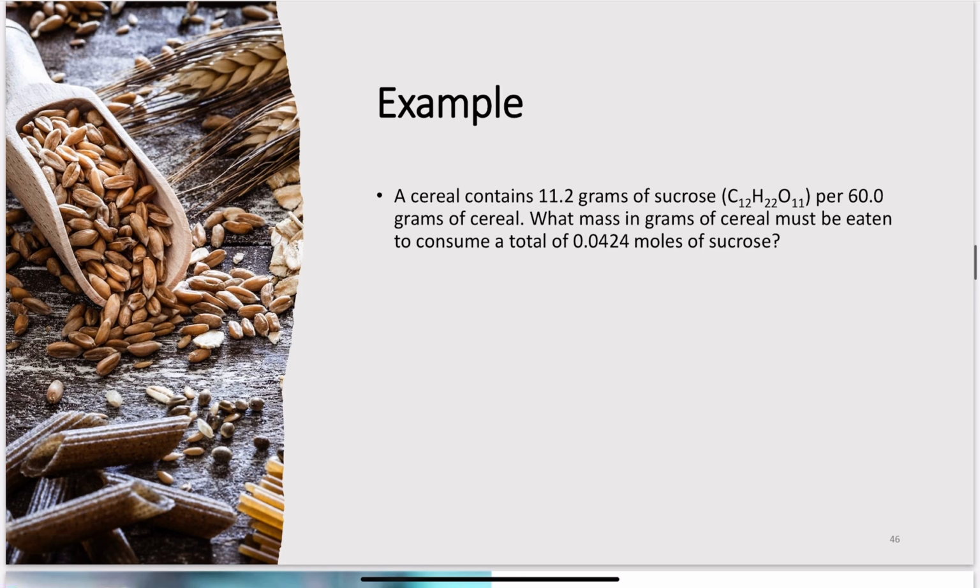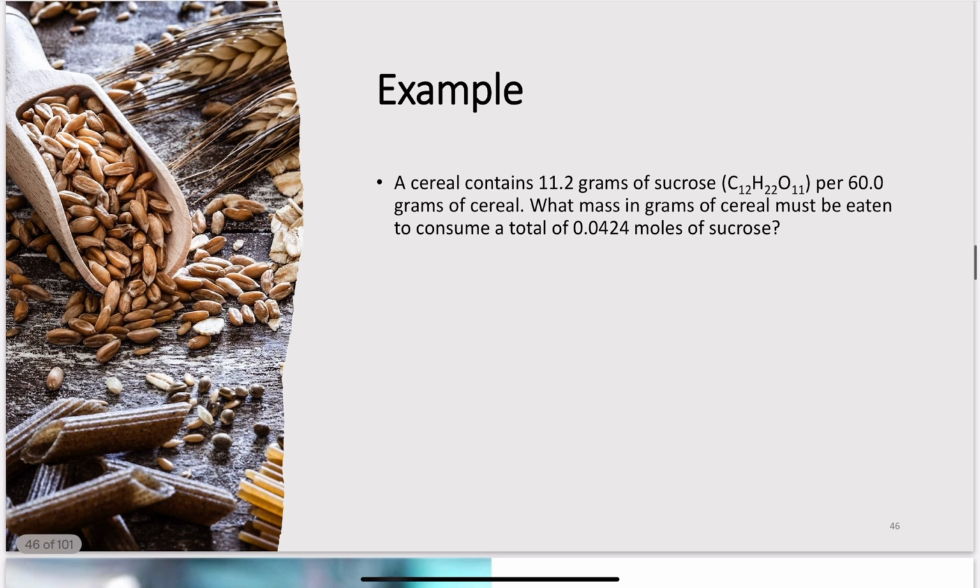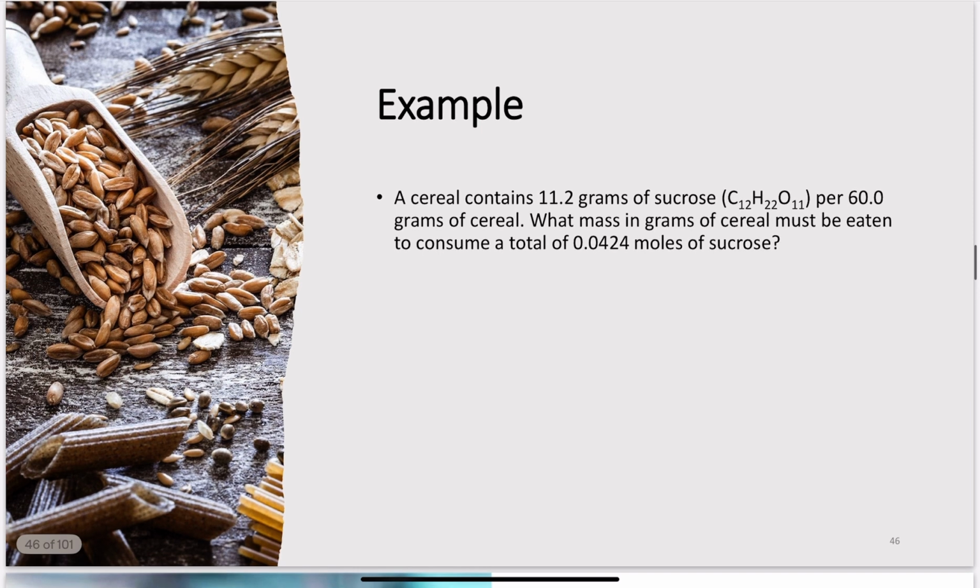Okay, and our last example for this section. A cereal contains 11.2 grams of sucrose, C12H22O11, per 60 grams of cereal. What mass in grams of cereal must be eaten to consume a total of 0.0424 moles of sucrose? Let's find out. I'm trying to find number of grams of cereal. Got a few things going on here. I've got 11.2 grams C12H22O11 per 60 grams of cereal.